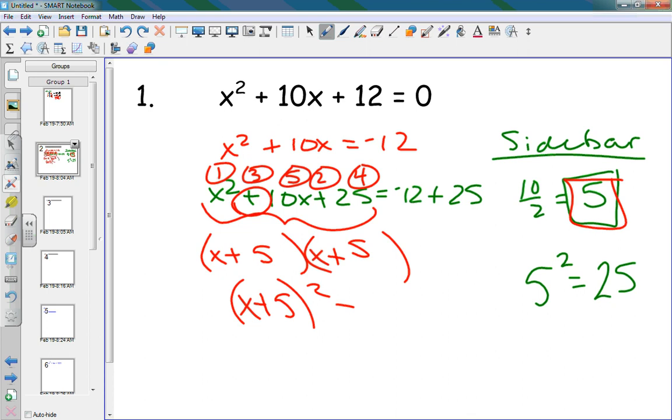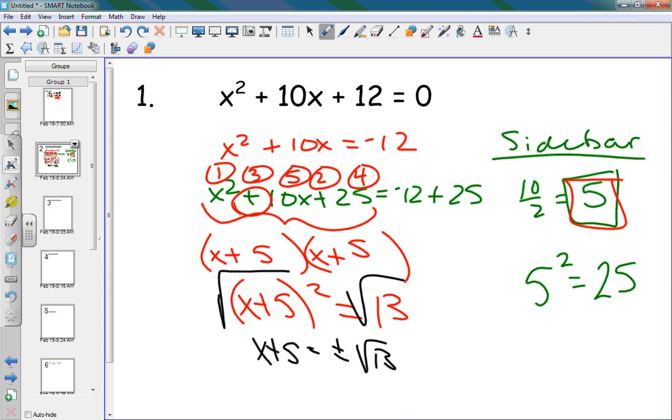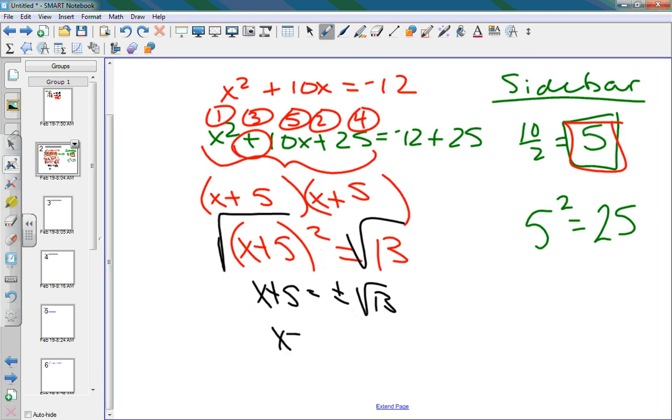So what's the negative 12 plus 25? 13. So now, what was my directions again? To find your x-intercept. So if I'm finding my x-intercept, I have to solve for what? X. So what do I do? I need to take the square root of both sides. And that's x plus 5 is equal to plus or minus the square root of 13. And then what? Subtract 5, and that's going to give me x is equal to negative 5 plus or minus the square root of 13.